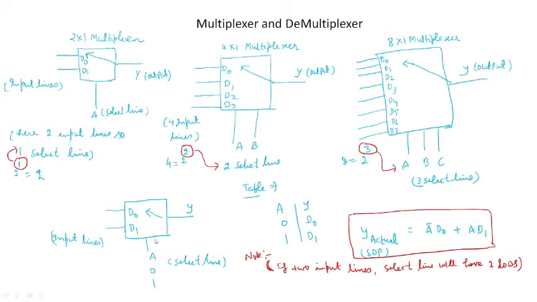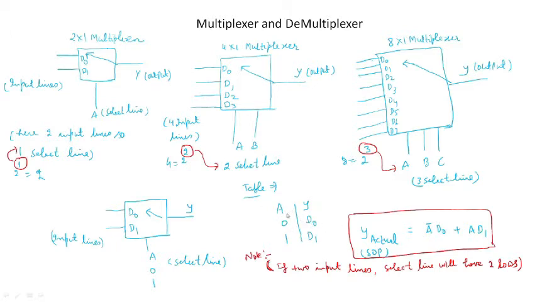Now here you can see for the 2 by 1 multiplexer that there are two input lines D0 and D1. Because there are two input lines, there will be one select line. And this select line will have two rows because there are two input lines, and those will be 0 and 1. So we can find here the actual output, as A is here 0 and 1, and the input lines are D0 and D1. Y is here not the actual output. It is like an input.